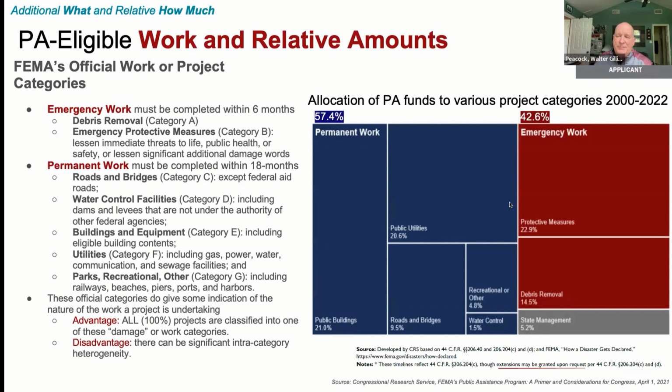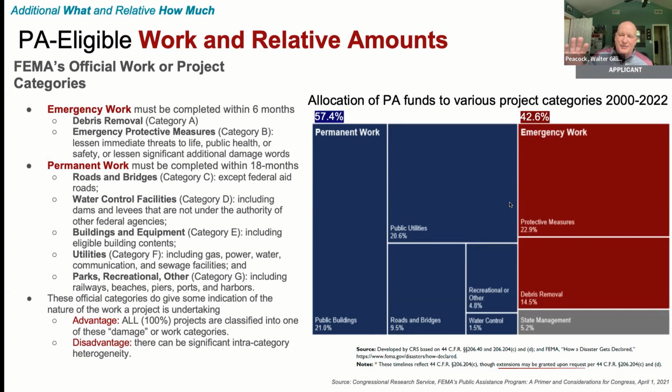Emergency work and permanent work. Under emergency work includes debris removal, emergency protective services, so some restoration kinds of activities there, and then the permanent work, so roads and bridges, water control facilities, so dams, levees, and things of that nature, buildings and equipment, including contents, utilities, as well as parks and recreation. That's really a heterogeneous category that also includes rail, piers, ports, harbors, lots of different kinds of facilities that can be coded to that. Those categories are coded in all of the data.